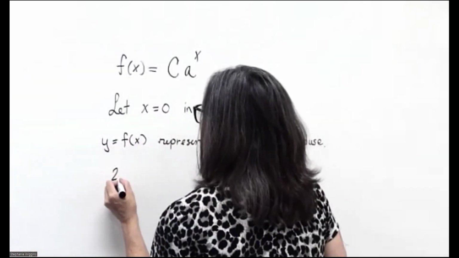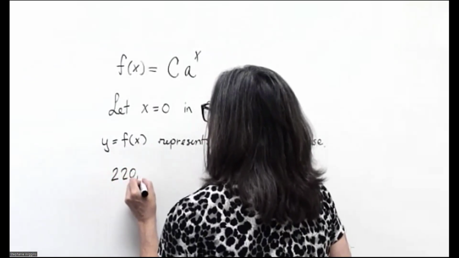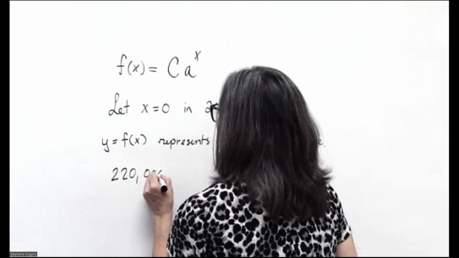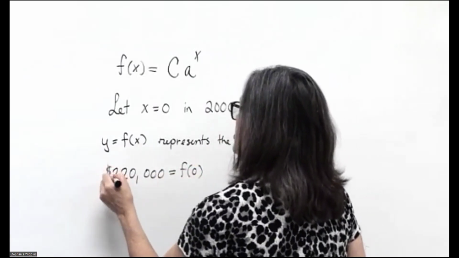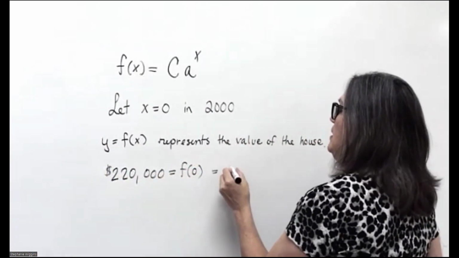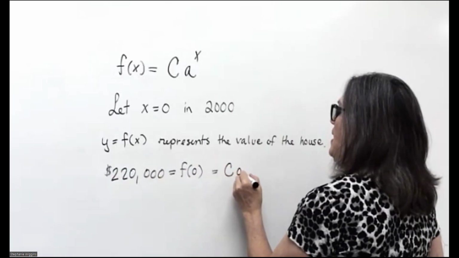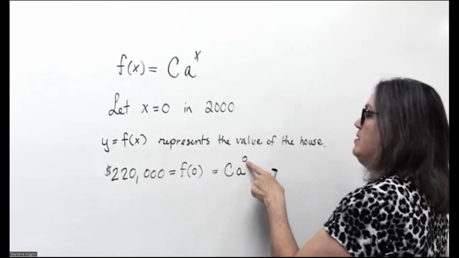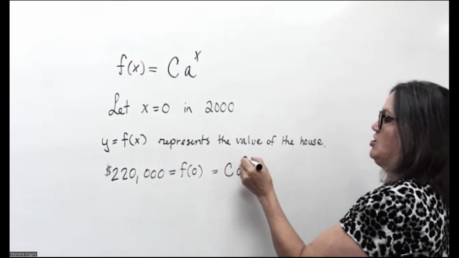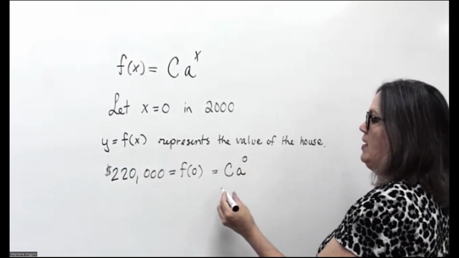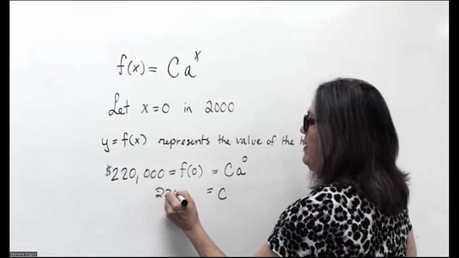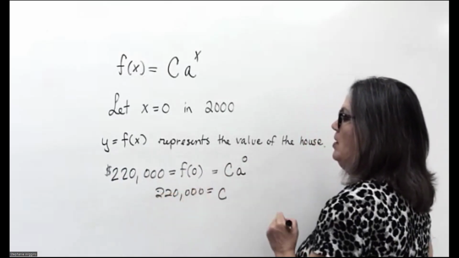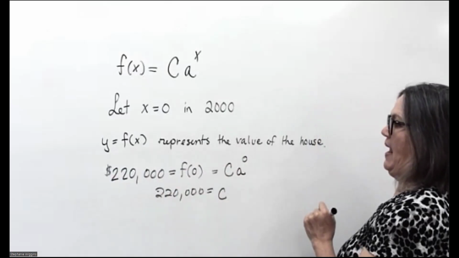And we are told in 2000, 220,000. So when x is 0, your y is $220,000, and your model is c a to the power of 0, because when x is 0, that's your exponent, and that just is 1. A to the power of 0 is 1. So C is our $220,000. So we found C, now we have to find A.